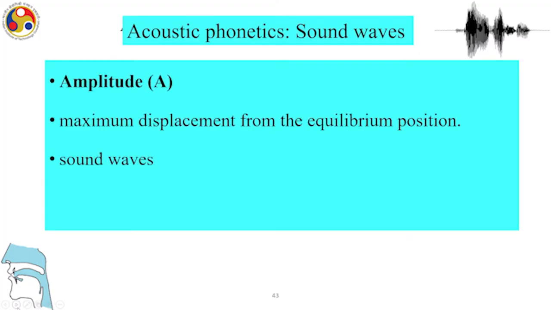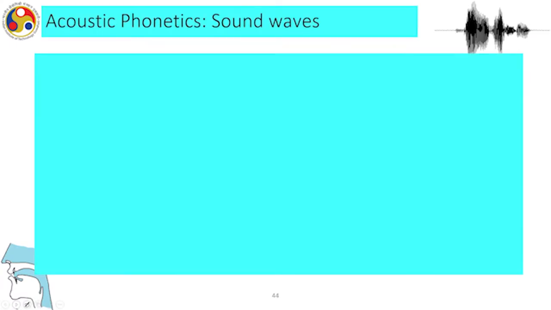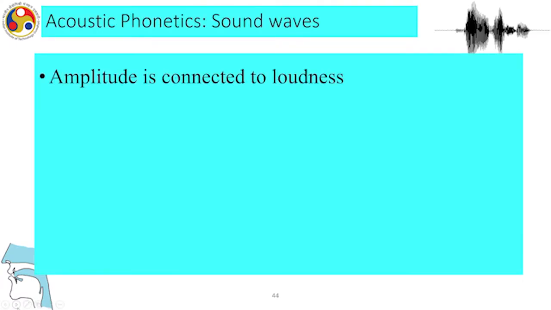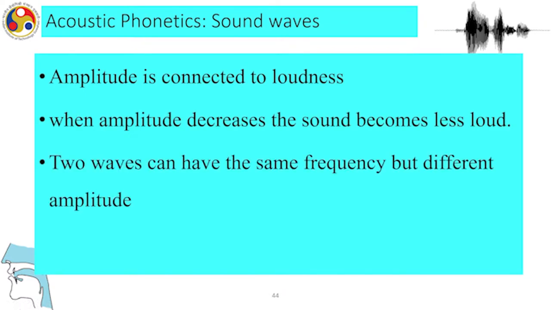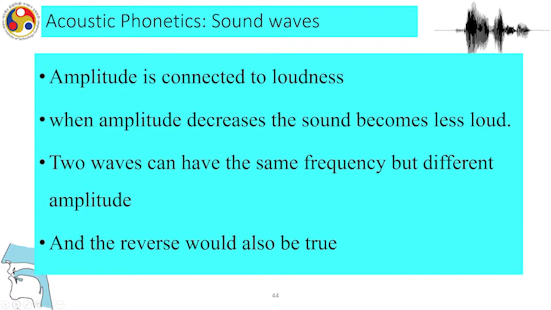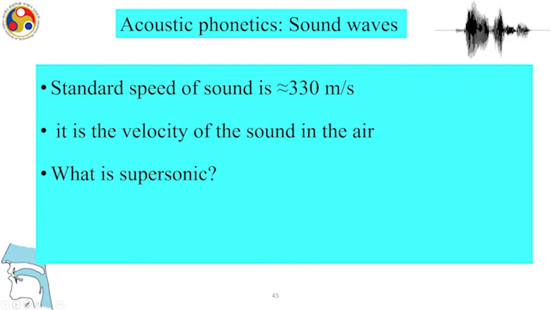And then the other important properties are the maximum displacement from the equilibrium position and the extent of the variation of air pressure, which will tell you about the amplitude. Amplitude is connected to loudness, and the louder the sound, the higher the amplitude. These are the basic things that we studied in acoustic phonetics.